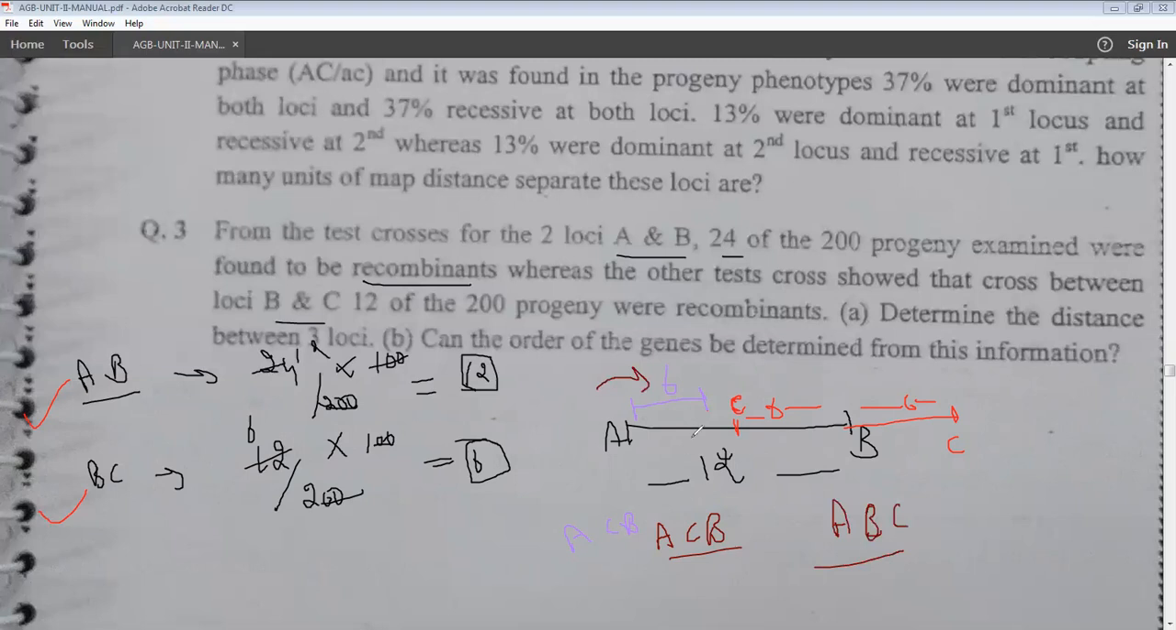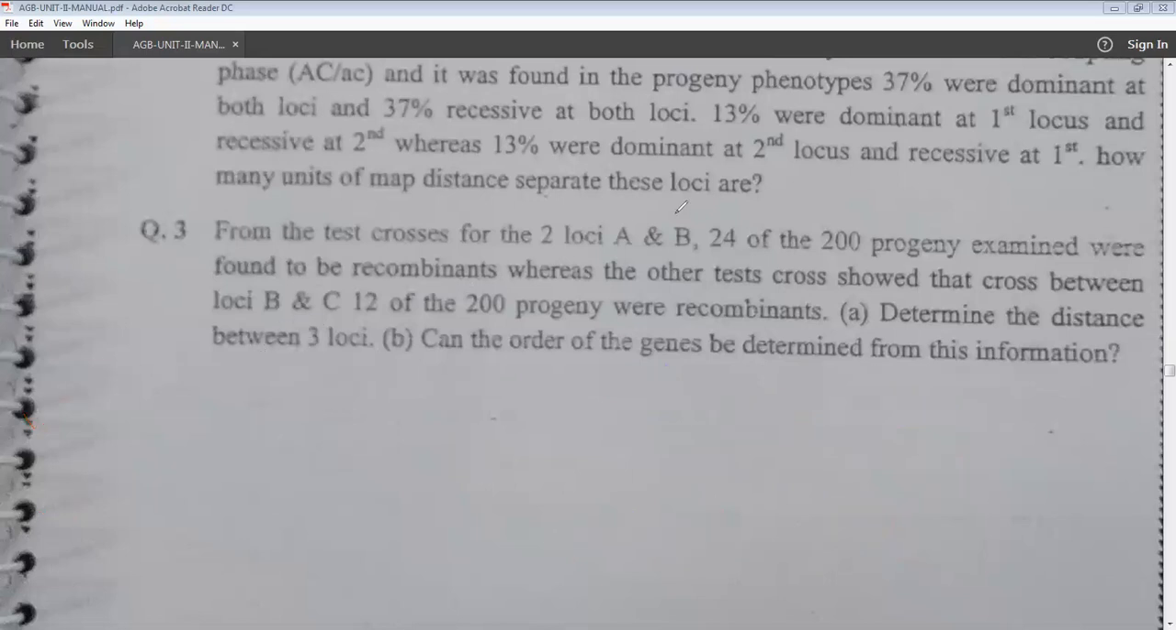So, can the order of genes be determined from this information? You have to say no, because we do not have information between A and C. There are two possibilities: either it is A, C, B, if the distance between A and C is 6, or it is A, B, C, if the distance between the two genes is 18 centimorgan. So I think this is clear to all.